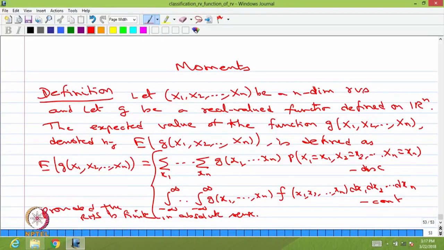The same proviso is extended to the n dimensional random variable, and we are finding the expected value of the function of random variables, that is g. When we say g is a real valued function, we assume that this is a Borel measurable function. In that we are finding the expectation of g of x1, x2, xn. Again, we are not finding the distribution of g of x1, x2, xn. We are directly computing the expected value of the random variable g of x1, x2, xn.